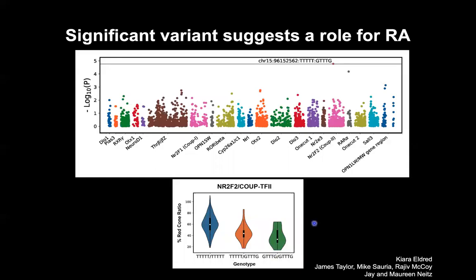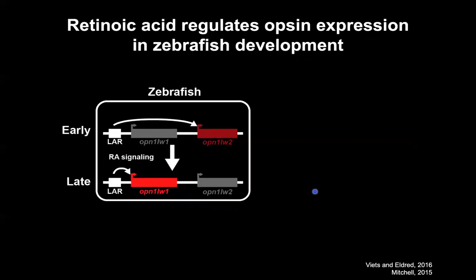This variant is in an antisense RNA to NR2F2, which is part of the thyroid hormone family of nuclear receptors activated by its ligand, retinoic acid. Retinoic acid is also important in zebrafish cone development. Zebrafish have 2 unique long wavelength detecting opsins and a shared enhancer element called a locus activating region, or LAR.